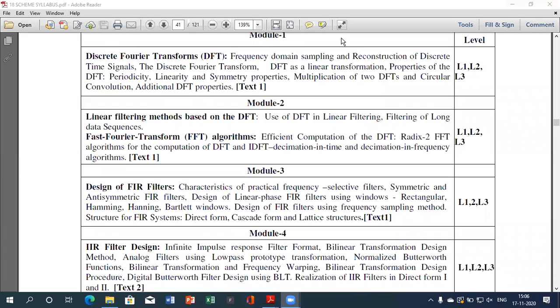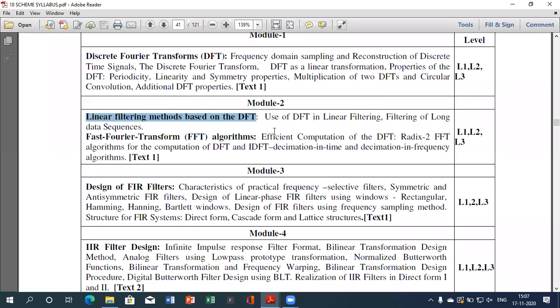Okay, fine. So now we will start with the next topic. The next topic in module 2 is fast Fourier transform. In the previous sessions, we have discussed linear filtering methods based on DFT, right? Here we have used DFT, IDFT, linear and circular convolution to compute DFT, and we have successfully converted time domain samples into frequency domain samples, or frequency domain samples into time domain samples.